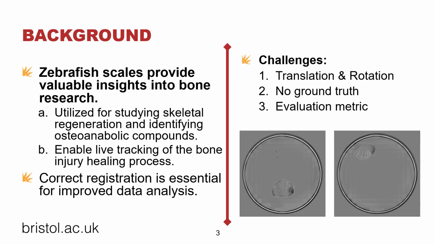From the example image pair, we can see that fish scales may be displayed randomly on the petri dish with arbitrary translation distances and rotation differences. Additionally, no ground truth exists for supervision, which makes the evaluation metrics for registration unclear.